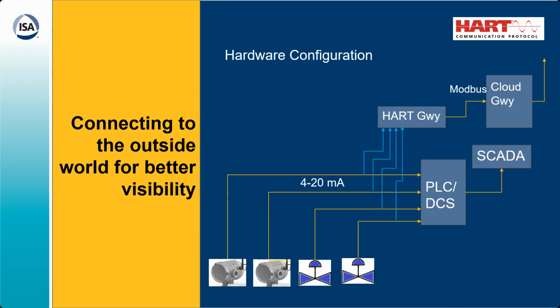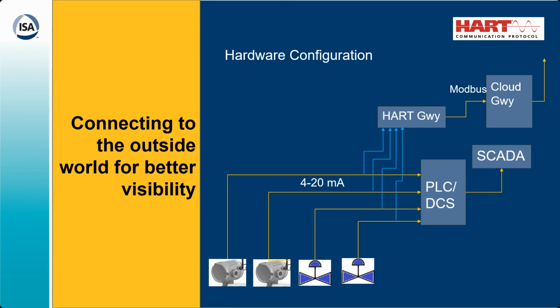So connecting the HART devices onto your devices or connecting you to the cloud. You already have the 4-20 milliampere network, which is connected to your PLC, DCS and SCADA systems. So you can use the HART gateways to connect to your devices, and now the gateways are also available by which you don't need to.